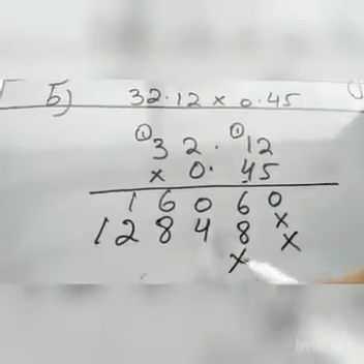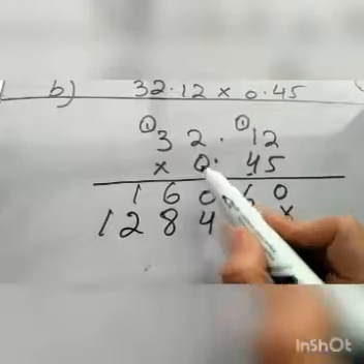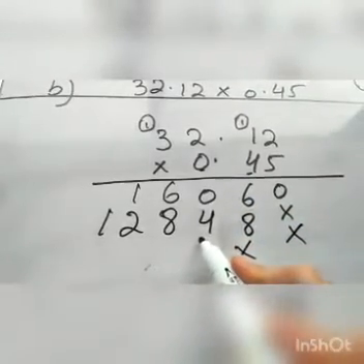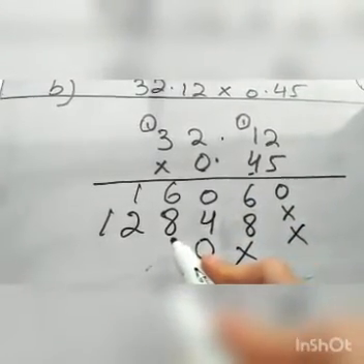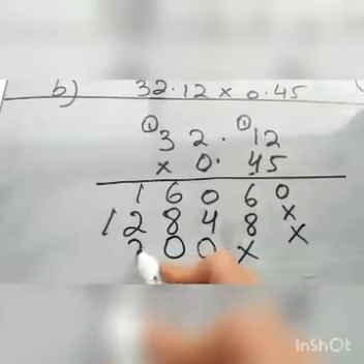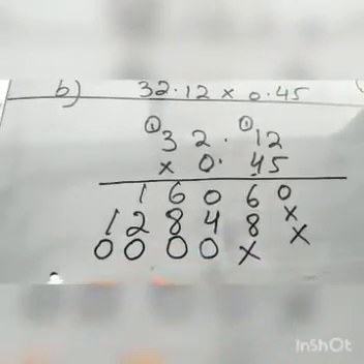The third digit from 0.45 is 0. 0 2 times is equal to 0. 0 1 time is equal to 0. 0 2 times is equal to 0. And 0 3 times is also equal to 0.